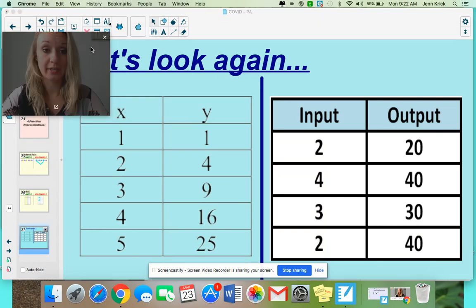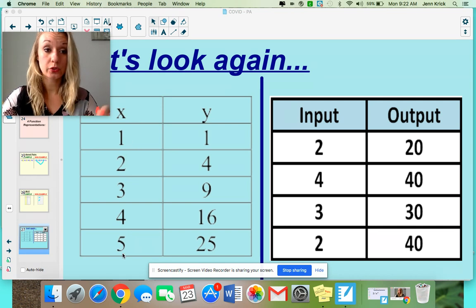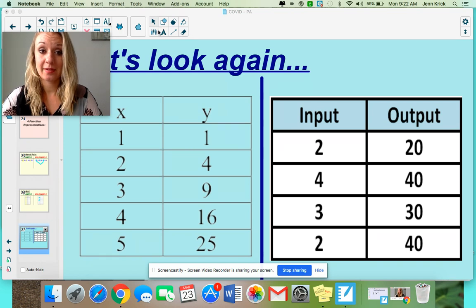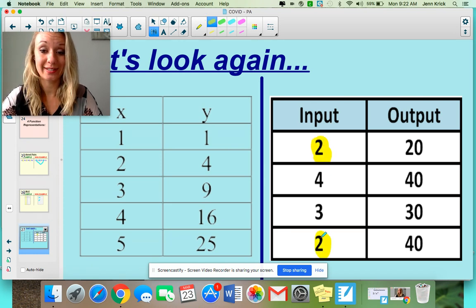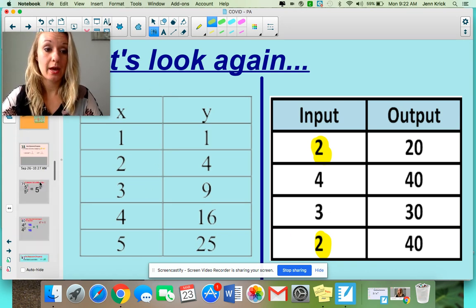Looking at another 2 examples, if you're looking at your x category here, you've got 1, 2, 3, 4, 5. Those are all different, so that is a function. This table though, hopefully you see the repeats in the inputs. So I see I've got 2, 4, 3, and 2. As soon as I see that I've got these 2 2's, not a function. Can't have the repeats. All right, moving on.